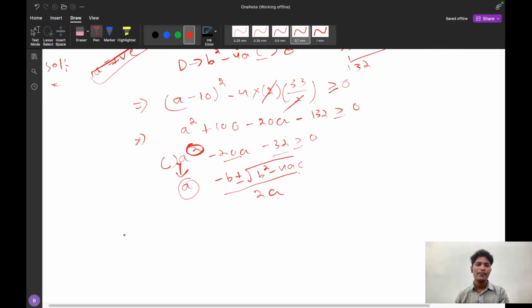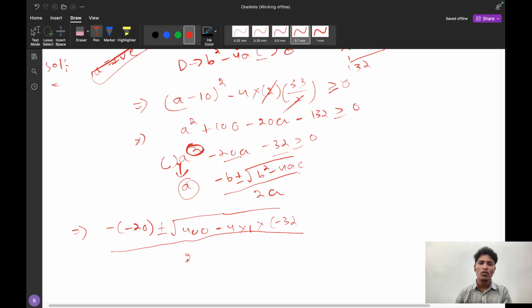So if I write the values, that is minus b, here it is minus of minus 20, plus or minus root of, what is the value of b square? b square is minus 20 whole square, it is 400, minus 4 into a, what is a here? Here it is 1, into what is c here? It is minus 32. Yes, divided by 2 into what is a?